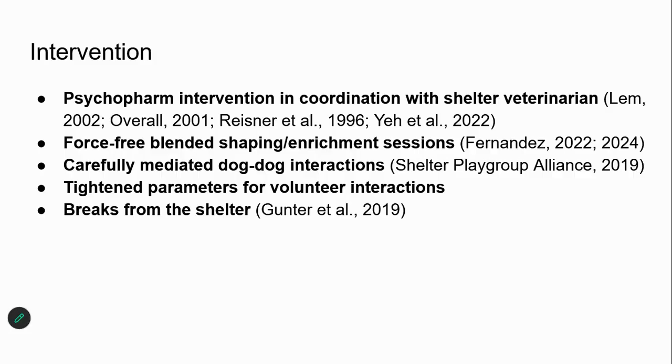Tightened some of the parameters for how volunteers were allowed to interact with him, both for safety and for making sure that he was getting consistent interactions with humans, and some breaks from the shelter. So we know from some semi-recent research that foster interventions under specific conditions can be really, really useful for lowering cortisol levels and helping in general with anxiety.